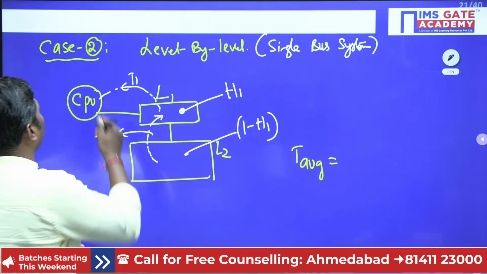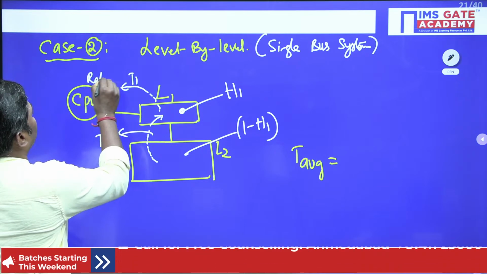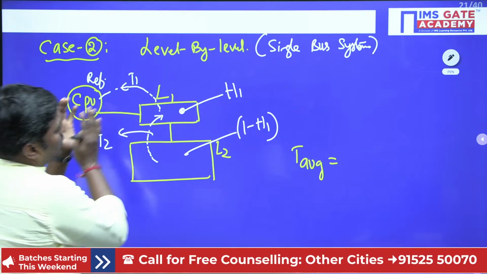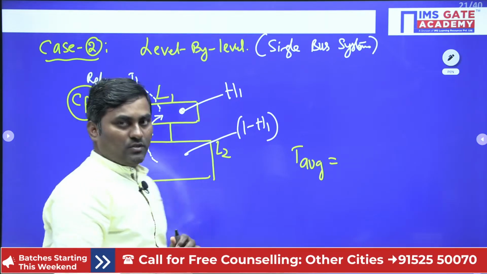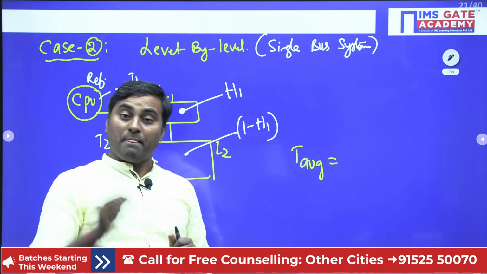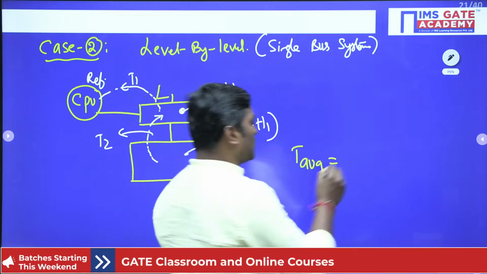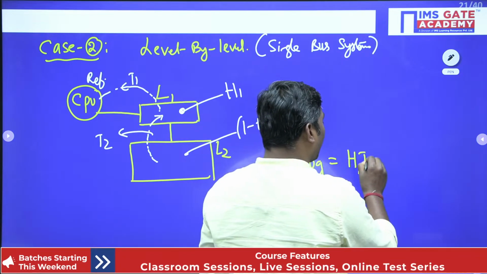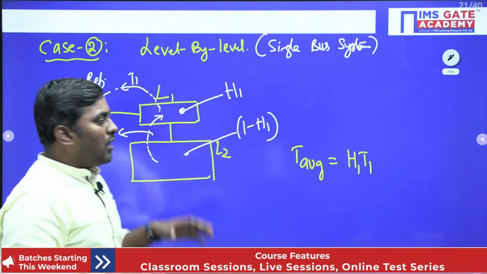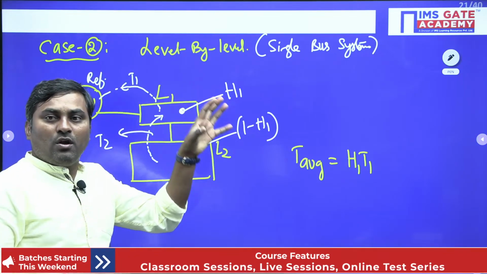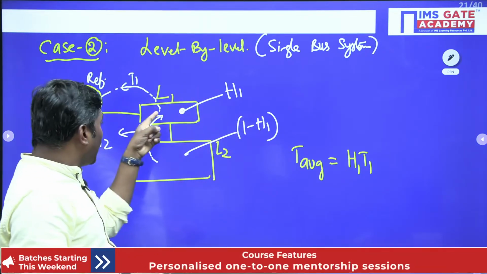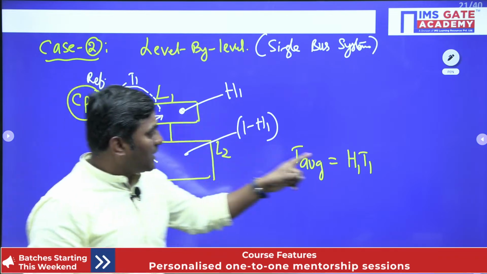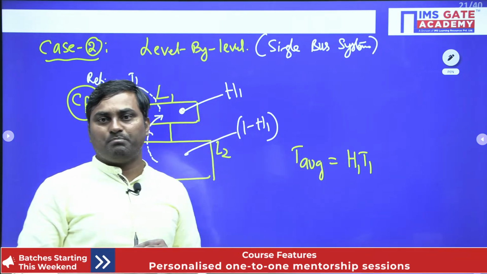Whenever the CPU generates a reference, that reference you have to search in the level 1 system. If it is a hit, that means H1. If it is a hit, how much time is required? T1 time is required. Out of 100 searches, 80 times it is a hit, which means 80 times T1 is required.